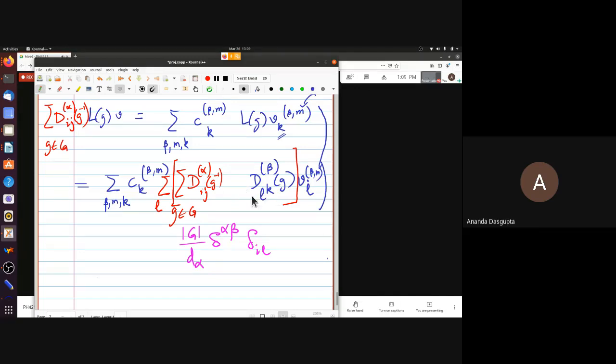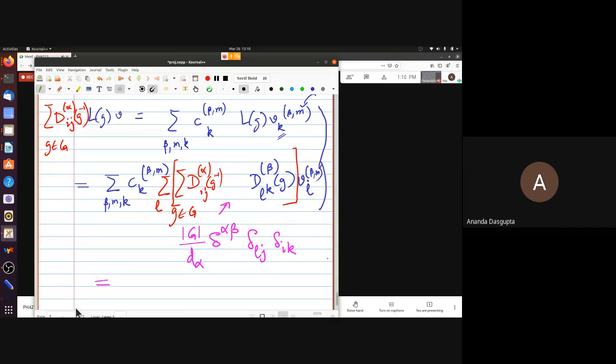In this version, the original version of the great orthogonality theorem, the two extreme indices, L here goes with J here, sorry. The first index of the one with the G goes with the last index of the one with the G inverse, and the other two go together. So this is what is sitting here. And you have to do a sum over beta, M, K, and L. The sum over G has already been done, that has yielded this.